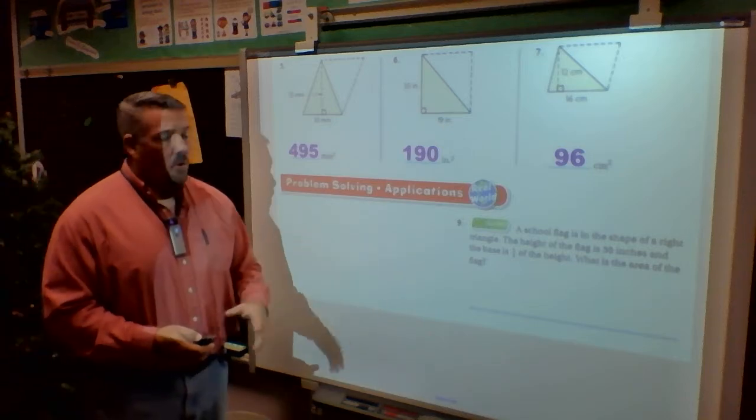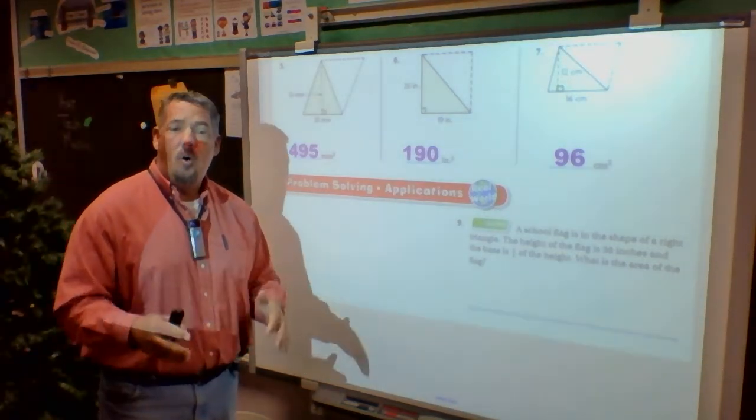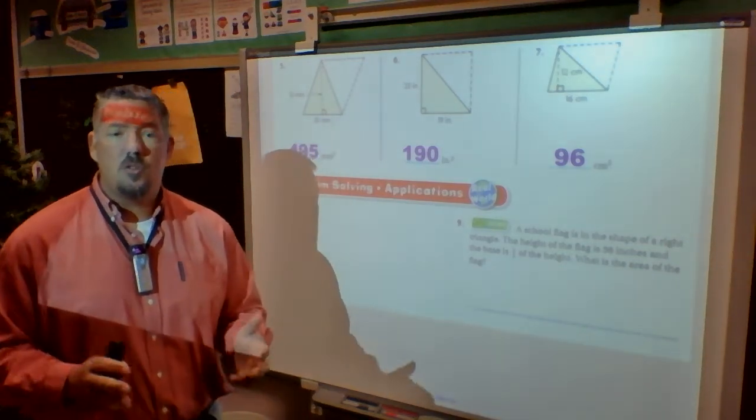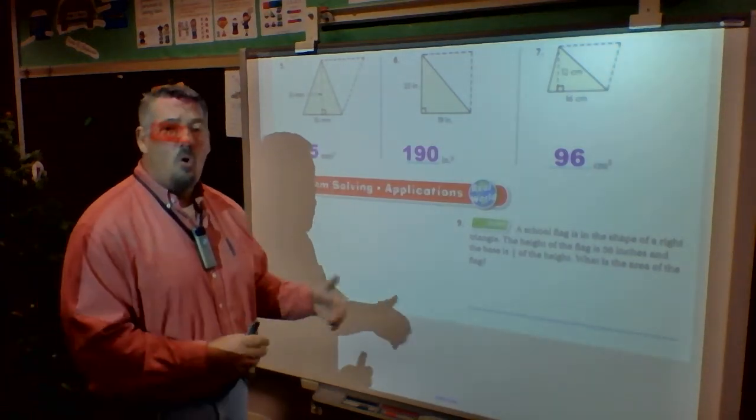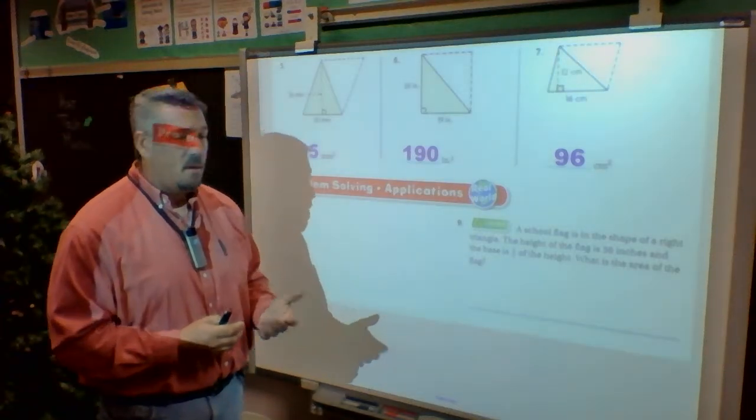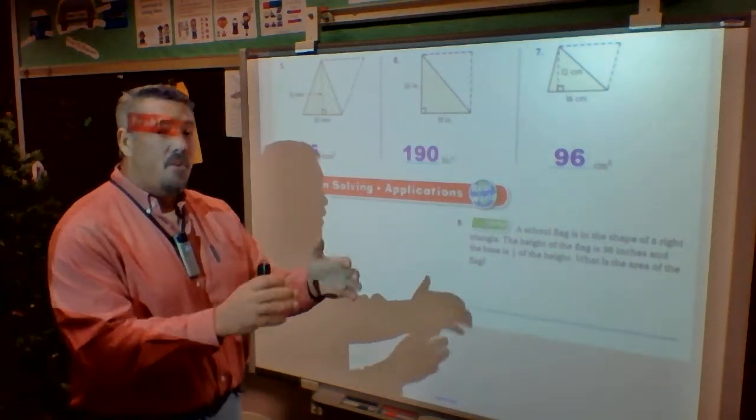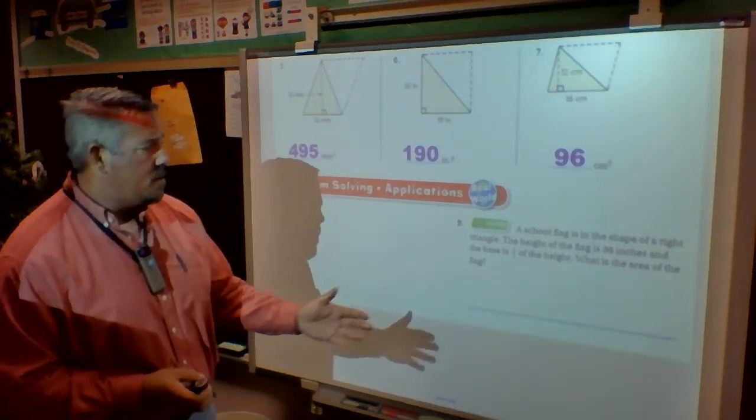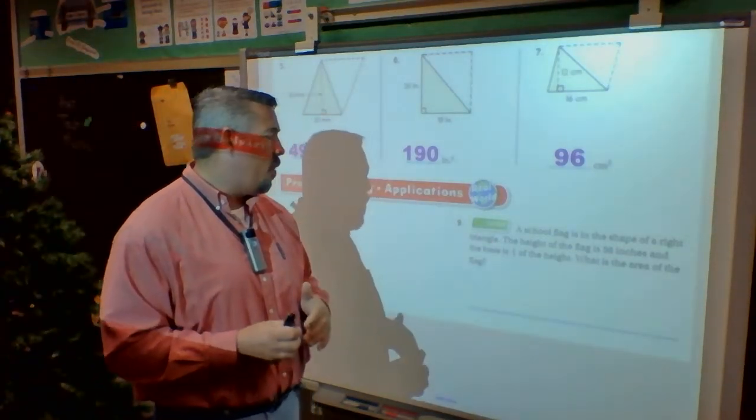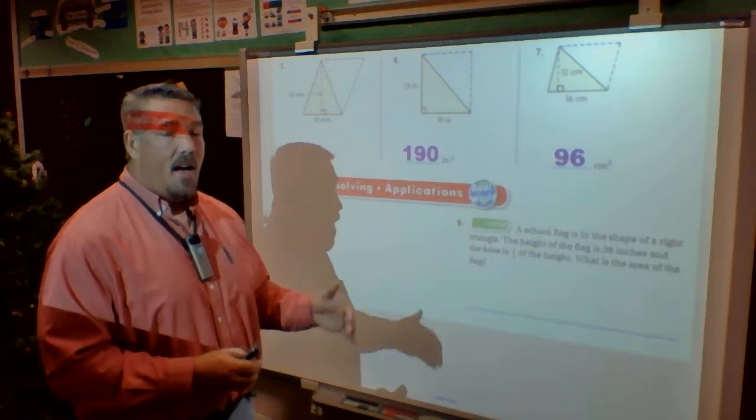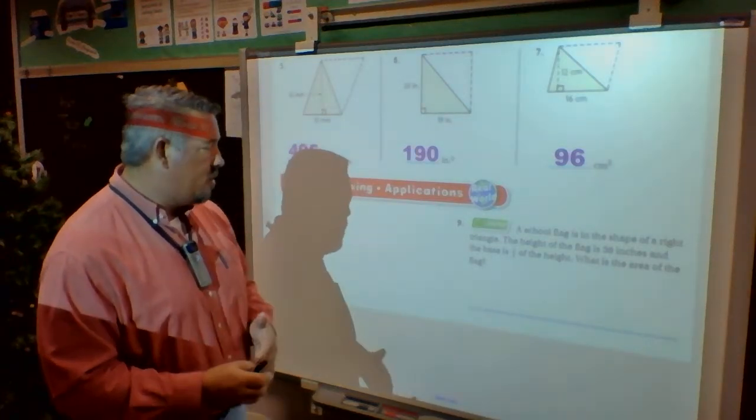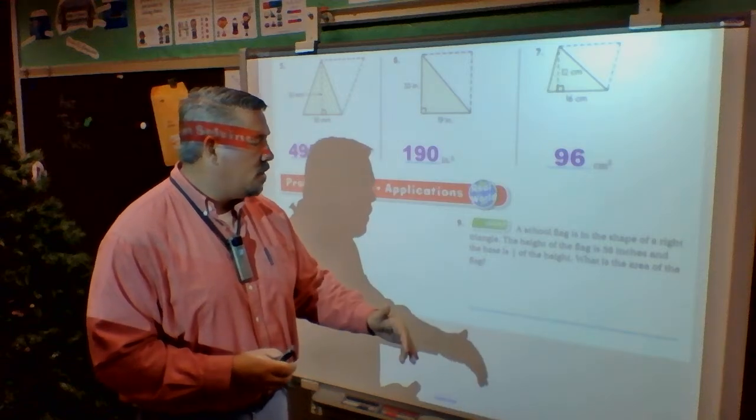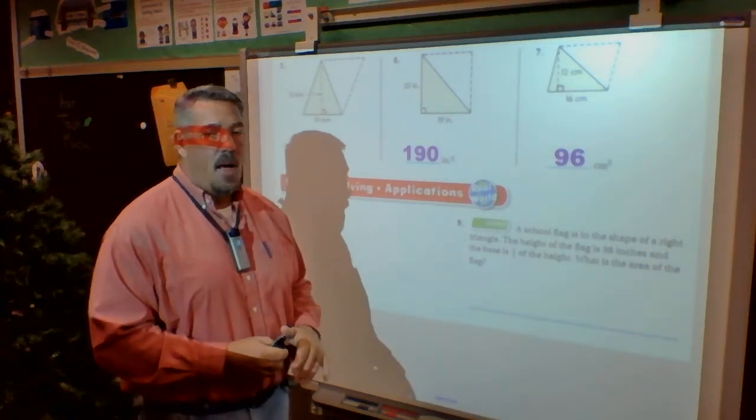So number 9, we're going to look at what it's talking about. If it helps you to draw a picture, please feel free to draw a picture. I'm not against you drawing pictures, as long as I can also see the math. There's a lot of times that I will draw pictures to help me figure out what a story problem is asking me. This says a school flag is in the shape of a right triangle. The height of the flag is 36 inches, and the base is 3/4 of the height. What is the area of the flag?